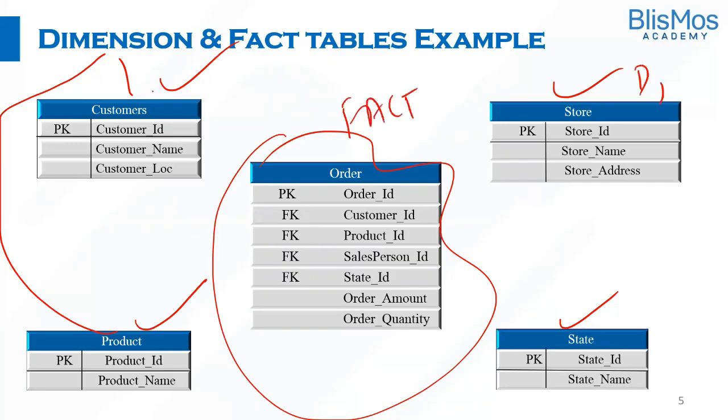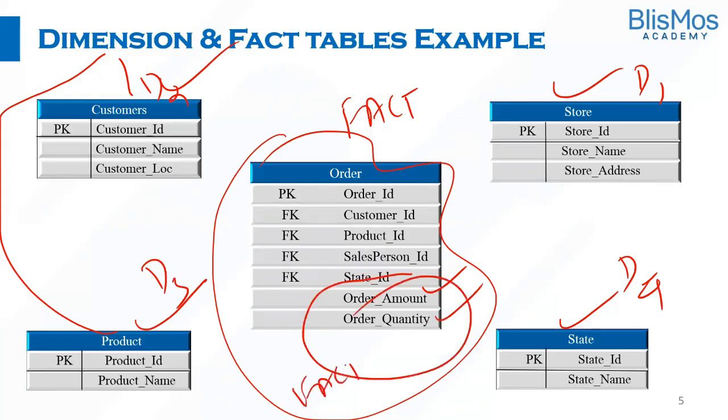So these are dimension 1, dimension 2, dimension 3, dimension 4. Why is this one a fact table? Because you can see there is an order amount and an order quantity. These are facts. These are measurements. So now we have a fact table with different attributes. Can we just have only the fact table and start analyzing things? We can't do that. We have to establish a relationship between this fact table and the dimension tables.